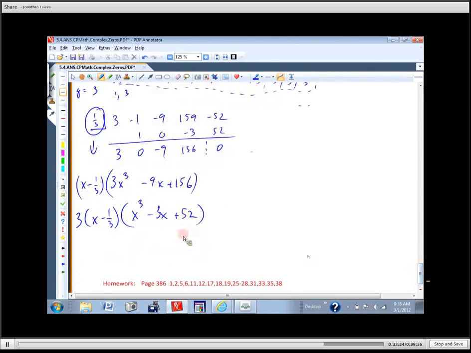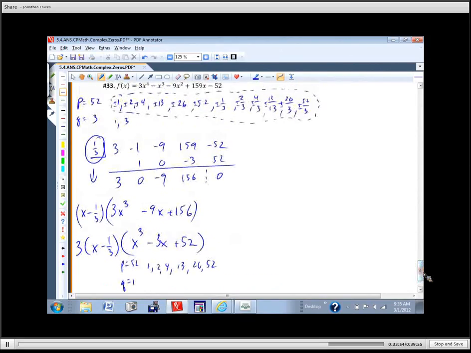This doesn't factor, but what is the p on this one and what is the q on this one? 1 and 52. So that means the only possible rational zeros from this have to come from that list of 1 and 2 and 4 and 13 and 26 and 52. Okay? Now, John gave us one of the answers. It was 1/3. But if there are any nice answers to what's left, they've got to come from this list. Okay? Of course, we need the pluses and minuses in front of them.